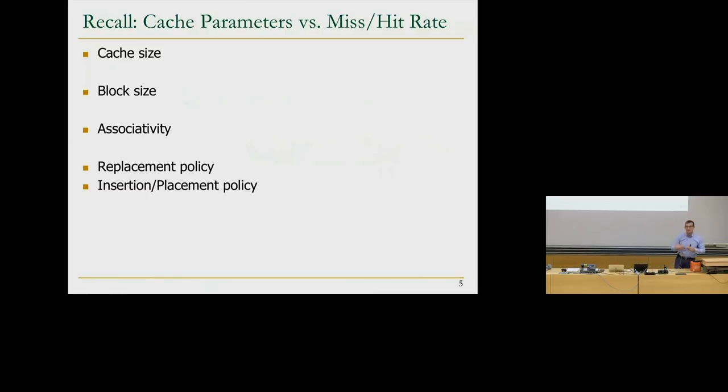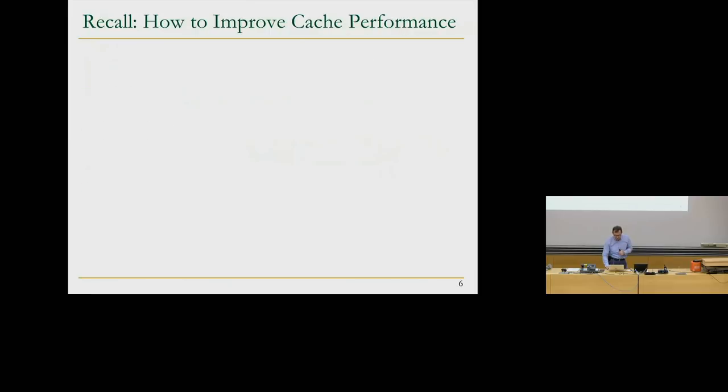Like, what do you put into the cache? What do you replace when the cache is full or when the set is full? These are all important, and we covered some of these, right? The cache size, block size, and associativity, how they affect the hit and miss rate. So I'm not going to go into that in detail, but you can refer to the past lecture. So clearly, there are many ways of improving cache performance or reducing cache performance, and it's usually a trade-off.